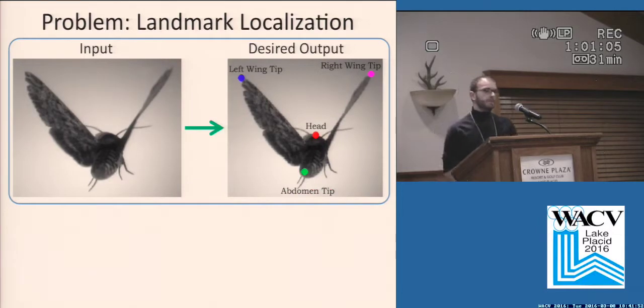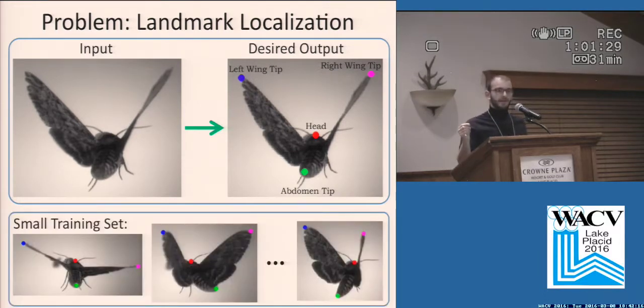So the problem that I'm going to be talking about is landmark localization. In particular, the domain that we're working with is images of moths. On the left, you see an image of a moth, and that's our input. What we want to do is localize automatically 4 key landmarks: the left wingtip, the right wingtip, the head, and the abdomen tip. We also have a small training set that we're going to leverage. Our training set contains images of moths that also have these 4 landmarks annotated for us.